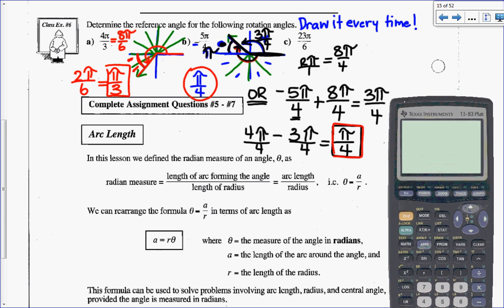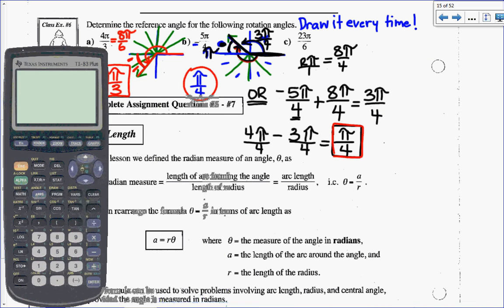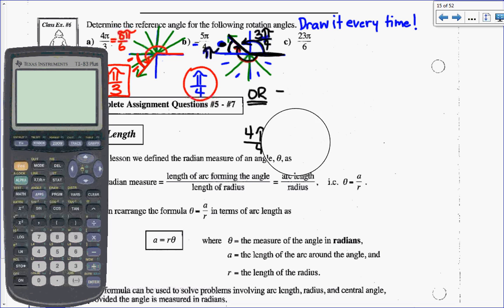Okay, let's see if we can do the same thing then for C. I'm just going to erase some of this just so that I have room to write C. Okay, C is saying 23 pi over 6. Well, again, draw it every time. Now, pi over 6 means I'm dividing pi into 6 equal parts. This is positive, so I know that I'm going in a counterclockwise direction.